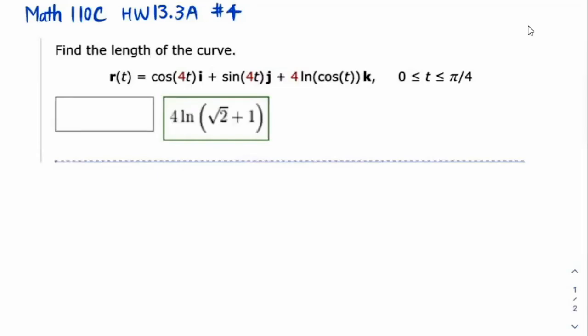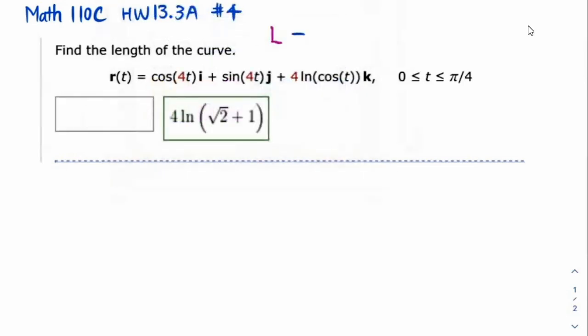We're going over this homework problem, which is 3A number 4. We try to find the length of the curve. We're given this vector function right here. So let's first review the formula for the arc length of the curve. Okay, so what is the formula?